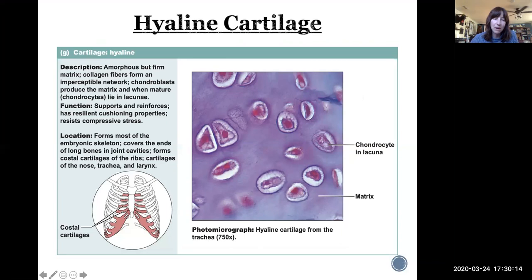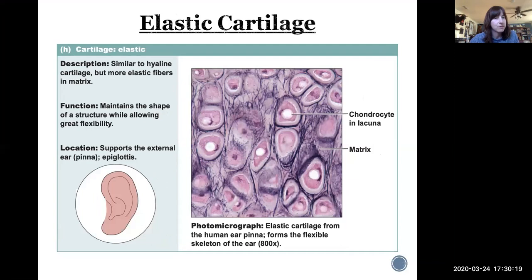Okay. Any questions about hyaline cartilage? That is cartilage type 1. Cartilage type 2, elastic cartilage. It is similar to hyaline cartilage, but you also have elastic fibers. So hyaline cartilage is all collagen, and elastic cartilage is the same plus elastic. For function, it maintains the strength of structures, but also it is flexible. Hyaline cartilage is very, very firm. Elastic cartilage is much more flexible because of the elastic fibers. It is not so bendy that it's fluid. It's just more bendable.